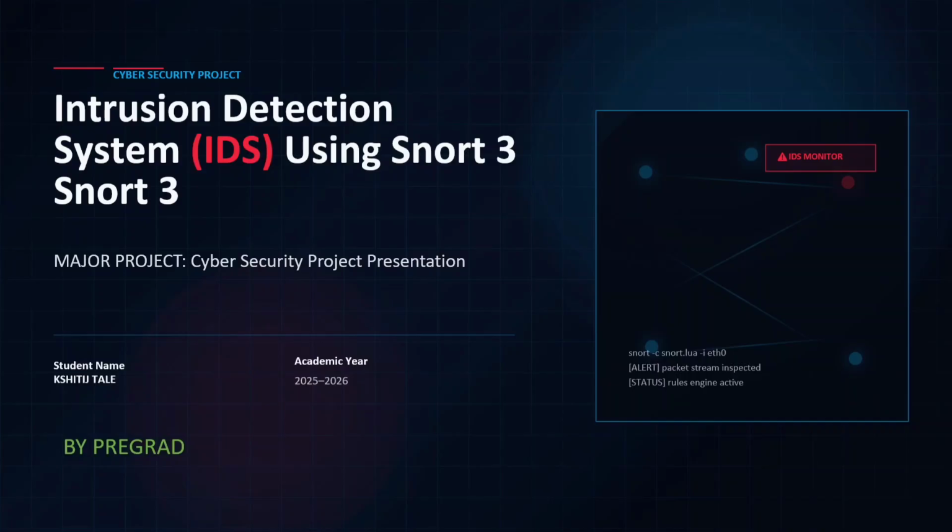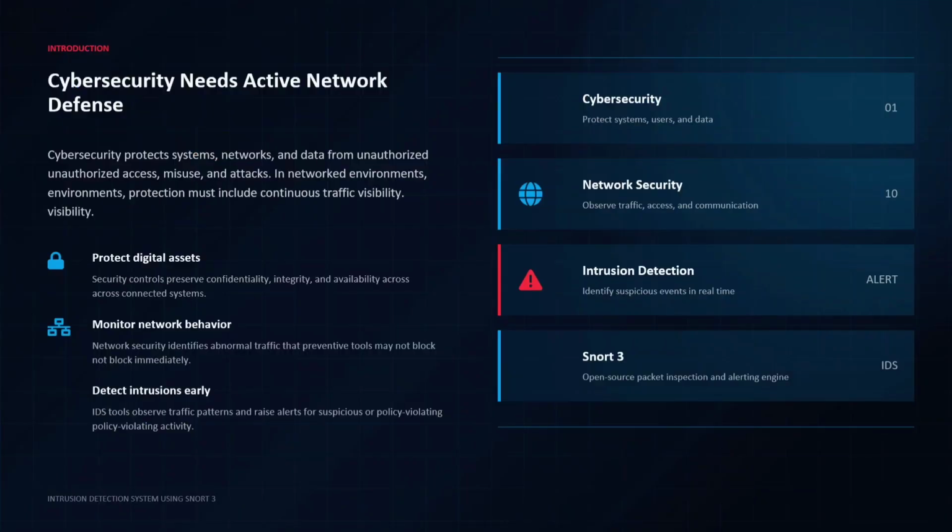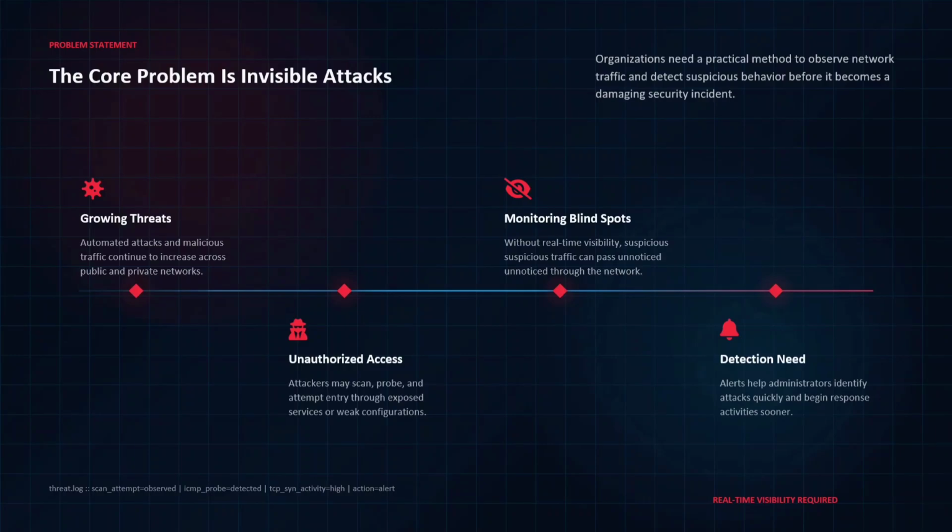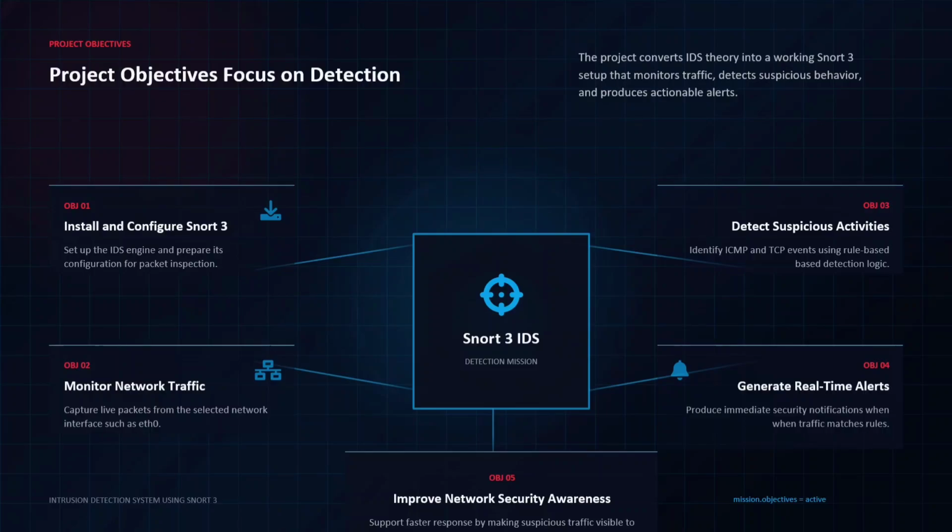So let us start. Cybersecurity needs an active network defense. To protect digital assets, monitoring network behavior and detecting intrusion early using Snort 3. The core problems are invisible attacks, growing threats, unauthorized access, monitoring blind spots, and detection needs. So let us start our project.